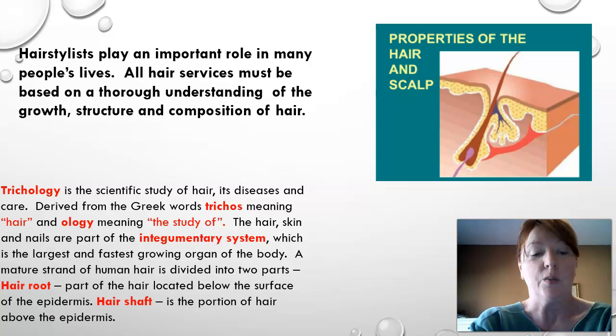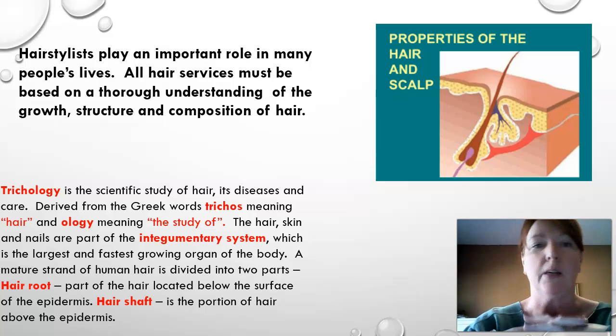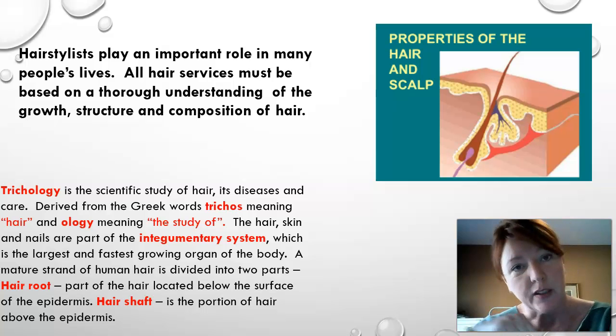The hair, skin, and nails are part of the integumentary system, which is the largest and fastest growing organ of the body. A mature strand of human hair is divided into two parts. The hair root is the part of the hair located below the surface of the epidermis or the scalp, and the hair shaft is the portion of the hair that is above. We're not just going to be talking about hair on the scalp. We'll be talking about hair of the body as well. So epidermis meaning your skin. So the hair root is below the surface of what you see, and the hair shaft is above.